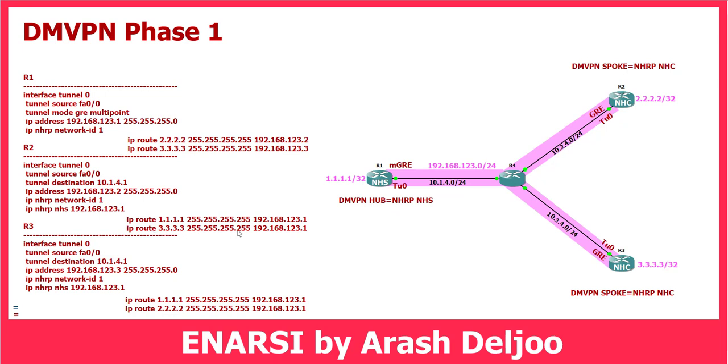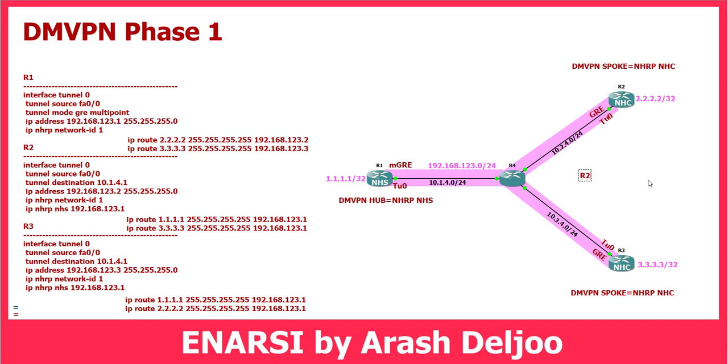ip route quad 3, quad 255, 192.168.123.1. Again, ip route quad 1, quad 255, the next hop in router 2 is 192.168.123.1, and also ip route quad 2, quad 255, the next hop is 192.168.123.1. What does it mean? I showed you the traffic between the spoke routers in DMVPN phase 1 should go to the hub router, and after that from the hub router it can be forwarded to the other spoke router.